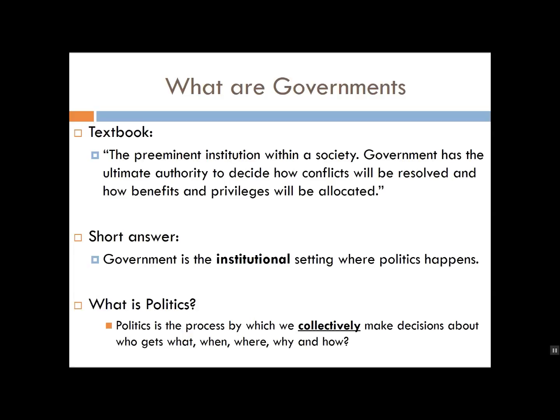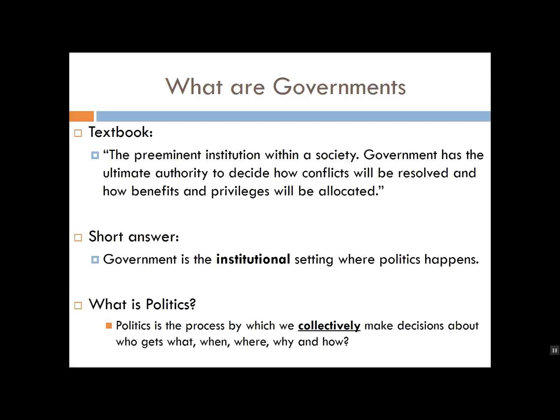But what is politics? Well, there are a number of complicated ways that we could define this term as well. But I want to keep it simple. So, politics is the process by which we make collective decisions about who gets what, when, where, why, and how. Now, there are a couple of important caveats to this definition.